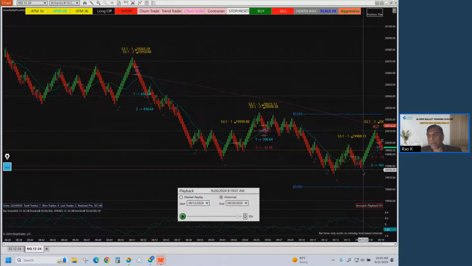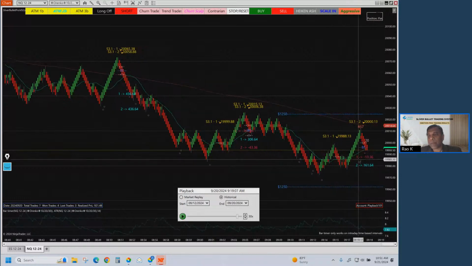So in the first trade, I got a profit in the first contract, but the second contract, it did not hit the stop loss, but it pulled back. So a scale-in happened, and it closed the first trade for almost break even. Negative $13, I consider as break even, but the second trade I got a profit of $161. So I'm up $900 now.